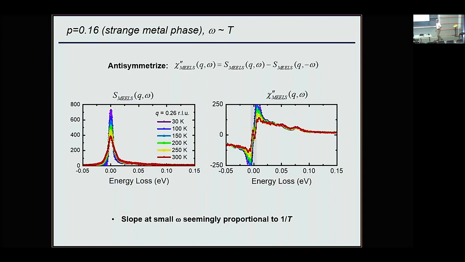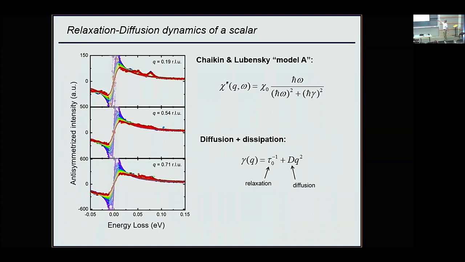So then there's a question, what fits this peak? So we started exploring different functional forms that might describe this thing. And there are two that work quite well. The first one is this relaxation diffusion function that's right out of Chaikin and Lubensky. This is called model A. So this basically is generic. If I have a scalar order parameter that exhibits relaxational dynamics, it should fit something like this. Gamma is a scattering rate. And this actually fits the data really nicely. It gives you the peak and everything.